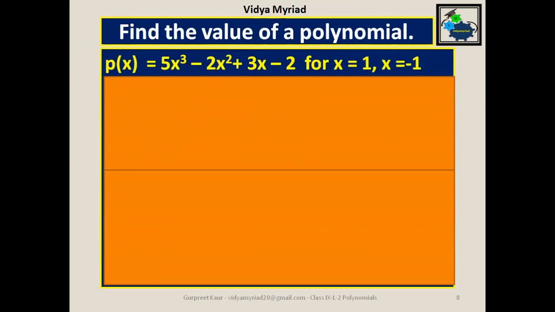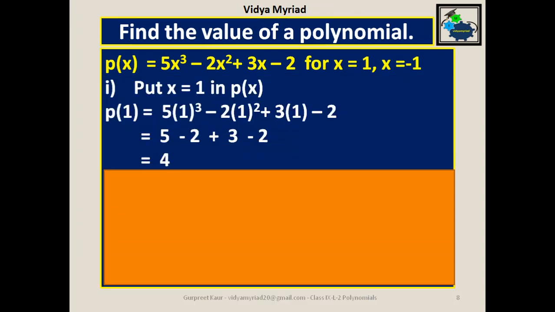Now here, my question for you is, find the value of the polynomial. You have been given an expression for x is equal to 1 and x is equal to minus 1, which means I am going to put the value of x as 1 in case 1, and in case 2 I will put the value as minus 1 and find out the answer. Now look here, when I put p as 1, in place of x I will put 1 everywhere and see that my answer comes to 4.